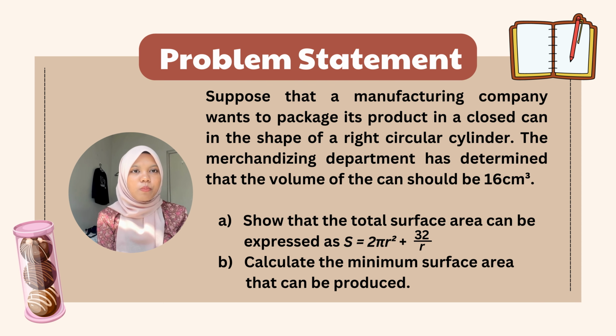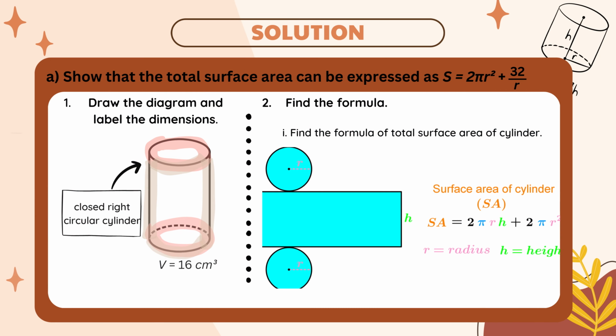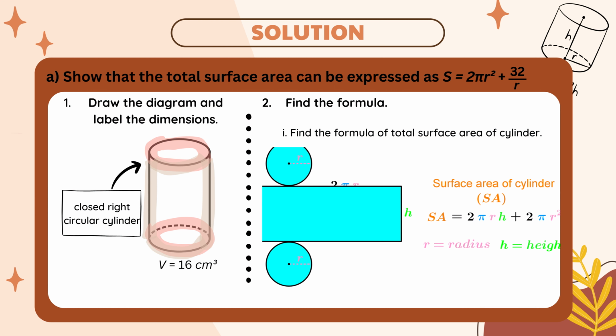For the second problem statement: suppose that a manufacturing company wants to package its product in a closed can in the shape of a right circular cylinder. The merchandising department has determined that the volume of the can should be 16 cm3. The first question is, show that the total surface area can be expressed as S equals 2 pi r squared plus 32 over r.